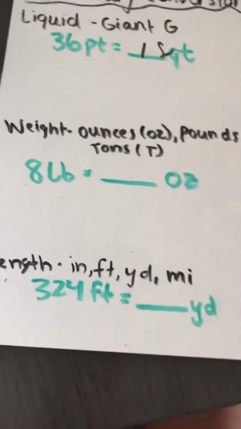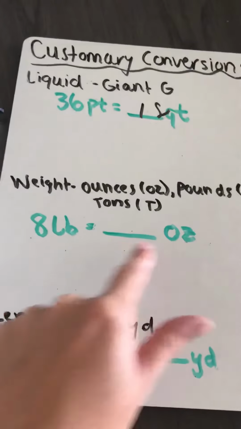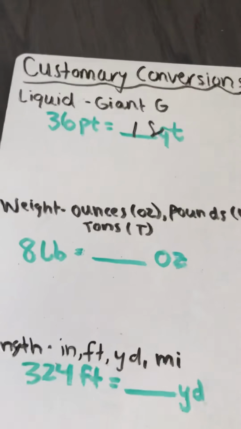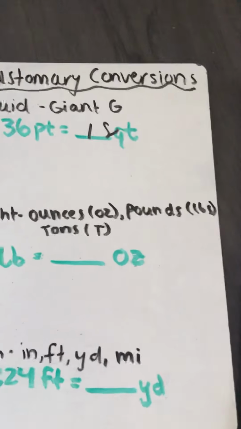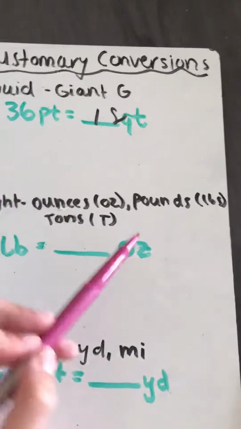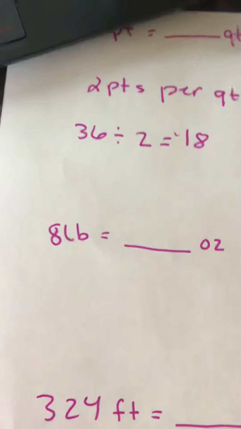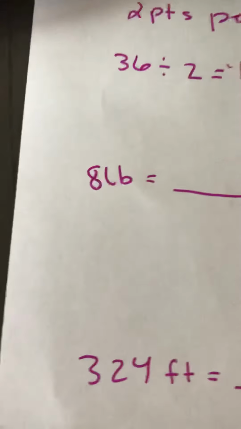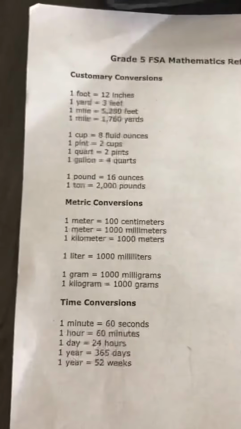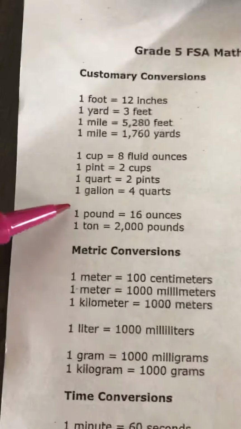Okay, if we take a look at the next one, we're going to talk about weight because we want to know how many ounces are in 8 pounds. So our units for weight are ounces, which is OZ, pounds, which is LBS, and tons, which is a capital T. Okay, so for this problem, we want to know how many ounces is 8 pounds. If we take a look at our conversion sheet here, we will see that 1 pound equals 16 ounces.